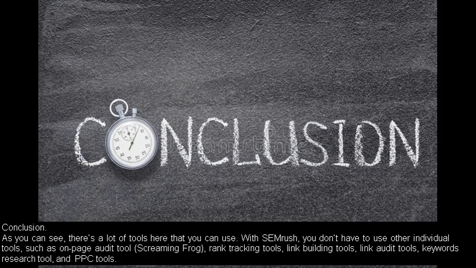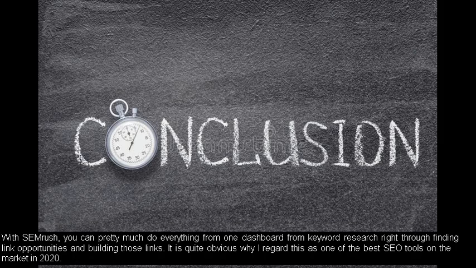Conclusion. As you can see, there are a lot of tools here that you can use. With SEMrush, you don't have to use other individual tools, such as on-page audit tool, Screaming Frog, rank tracking tools, link building tools, link audit tools, keywords research tool, and PPC tools. With SEMrush, you can pretty much do everything from one dashboard, from keyword research right through finding link opportunities and building those links.